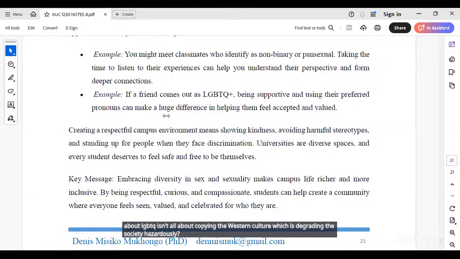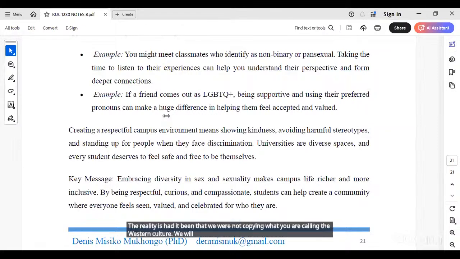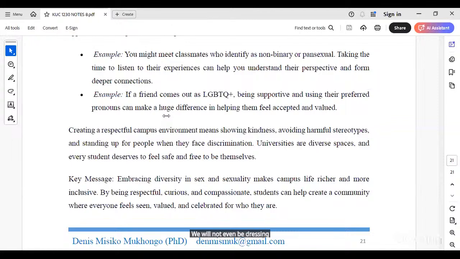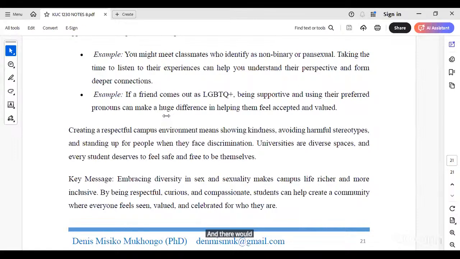The reality is, hii kitu mnasema kuchanuka, had it been that we were not copying what you are calling the Western culture, we will be speaking our languages. Hatungekuwa tunaongea Kiingereza. We will not even be dressing hizi manguo tunavaa. We could be walking around still tumefungana ngozi. And there will be no university to begin with. Okay? So, we ungekuwa sijui wapi, mimi ningekuwa wherever.